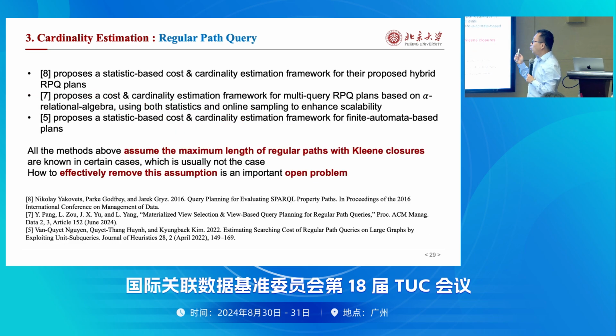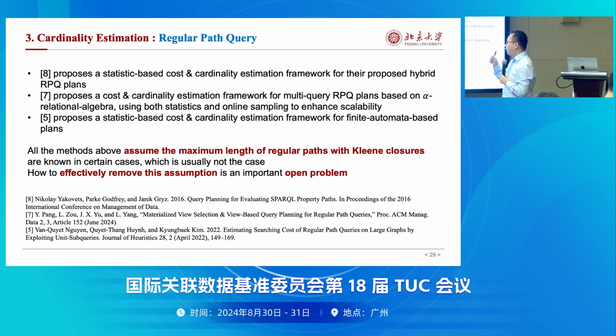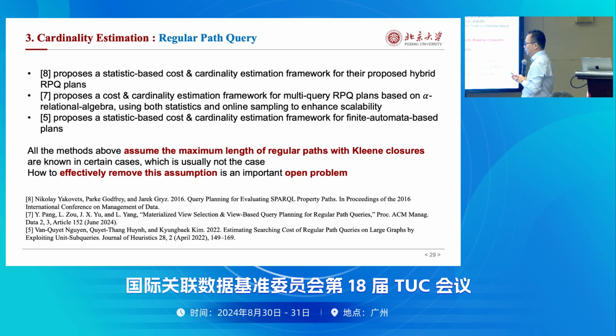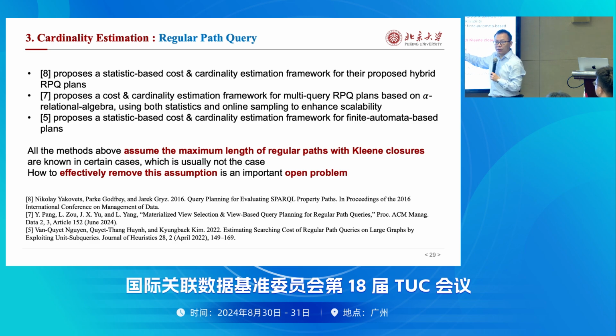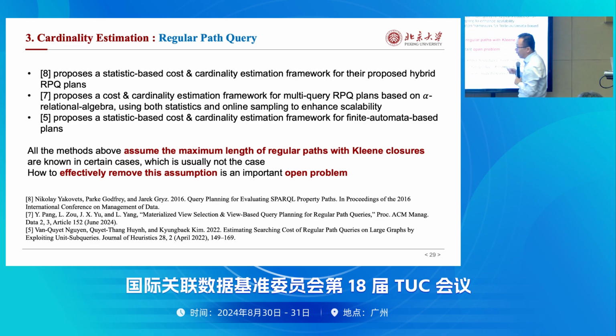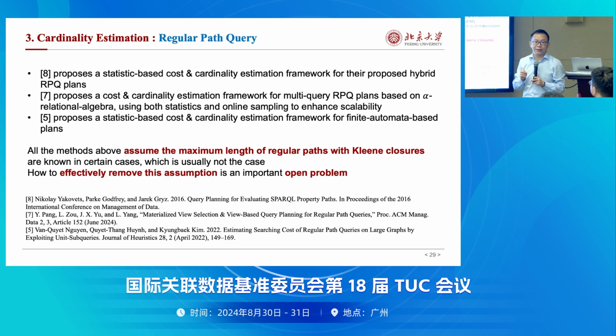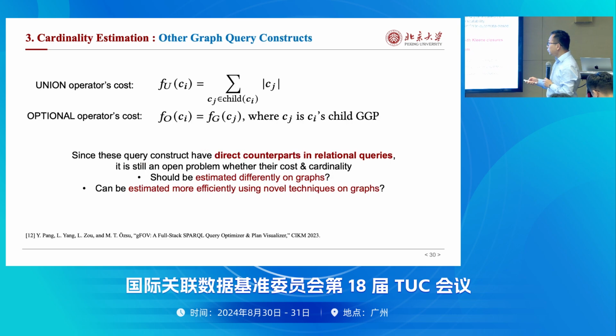cardinality estimations. For regular path query, there are also some papers, but the number of papers studying this field is very small, and there is also one limitation of these existing works: they often assume a maximum length of the regular path with the Kleene closure. I think in the general case this is not true, right? So how to remove this assumption is still an open problem.